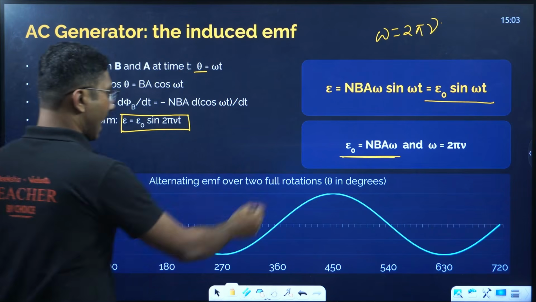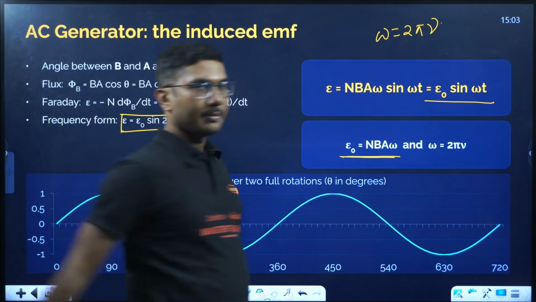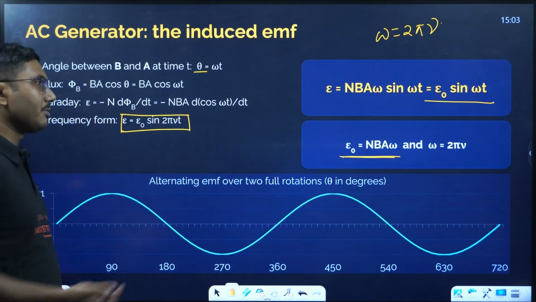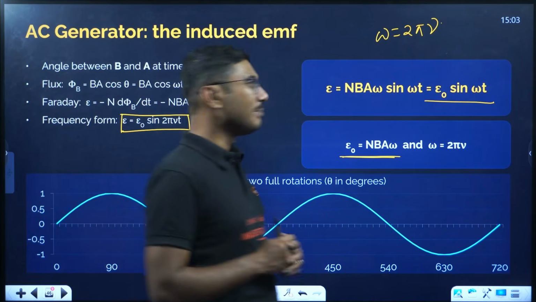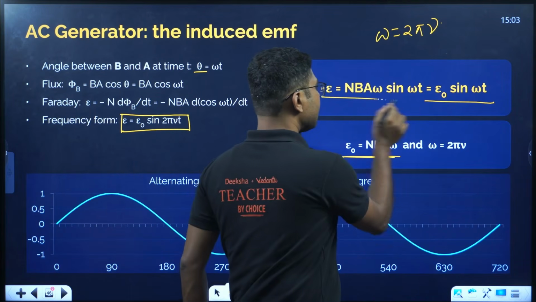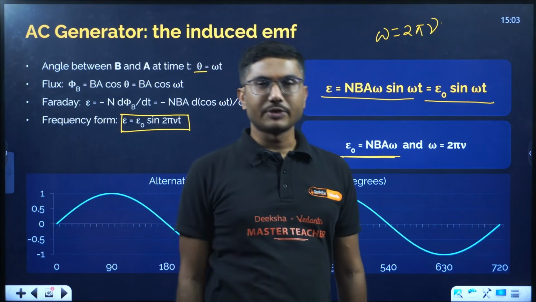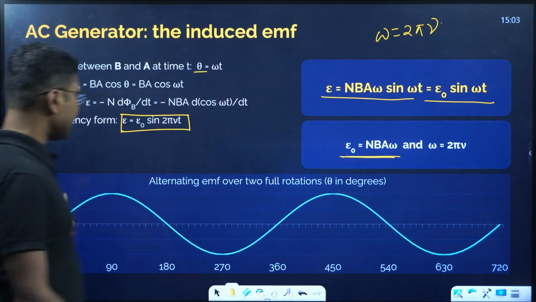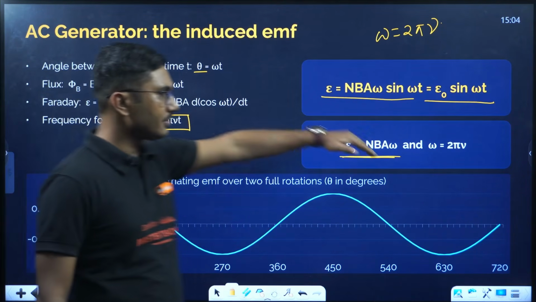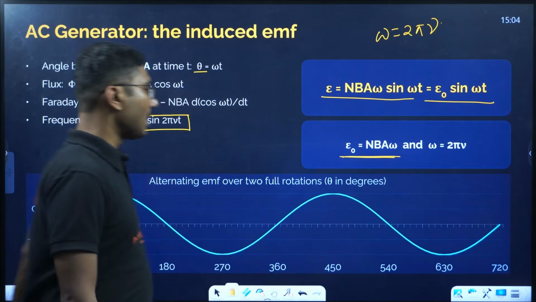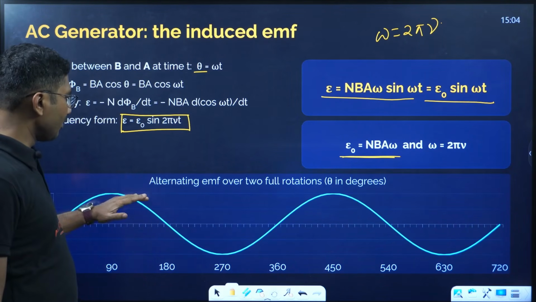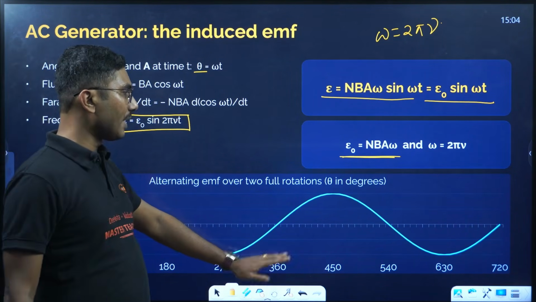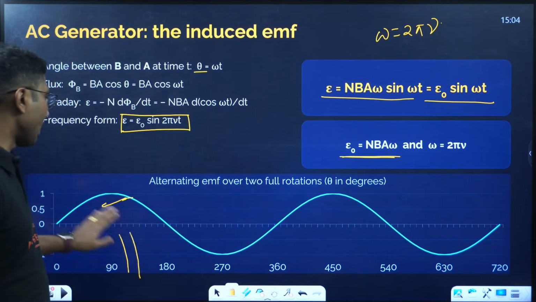As you can see, the angle theta changes with time. So as theta changes, the induced EMF also changes. One very important point is that this EMF is not constant with time. As theta changes, the induced EMF also changes. The induced EMF rises to the maximum value, goes down to a negative value, then goes back to the maximum value as well.